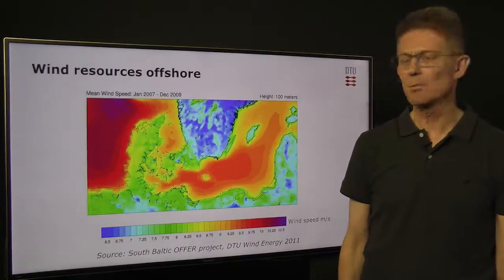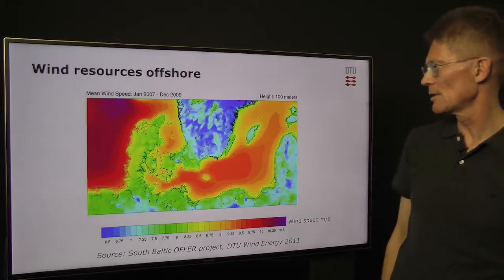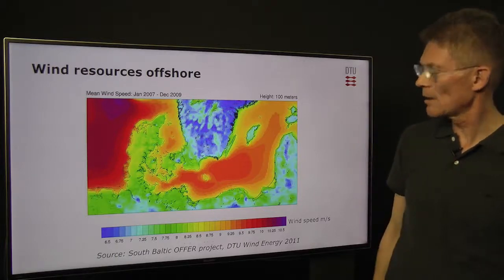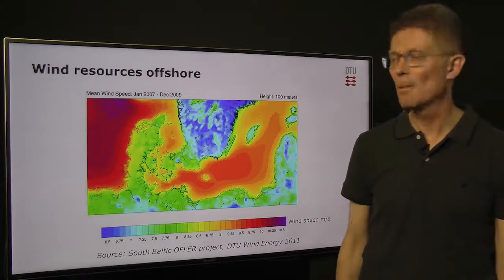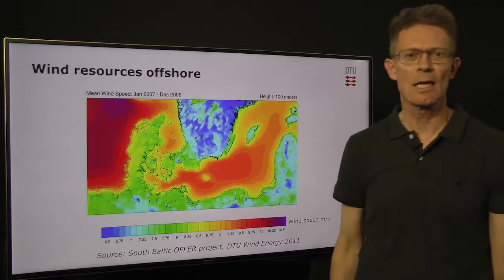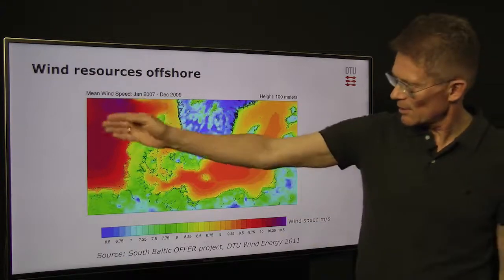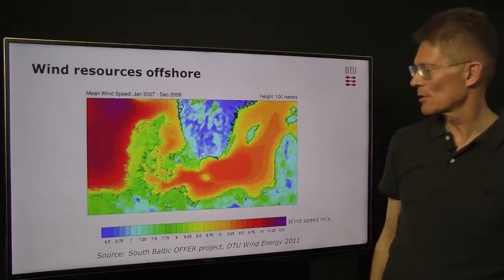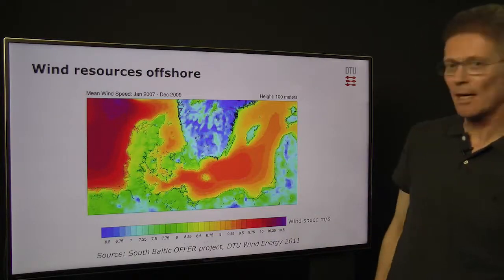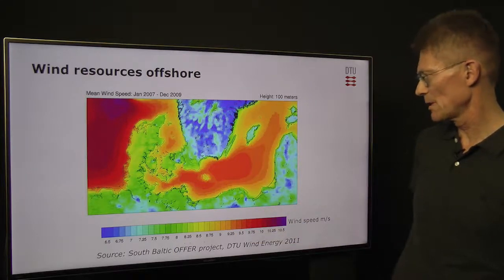This is a wind resource map that we use in order to identify good locations for our wind farm. It shows the wind resource at a height of 100 meters above sea level, in this case for 3 years, 2007, 2008 and 2009. What you can see is that in the North Sea we have quite a high wind resource, up to 10 to 11 meters per second annual average wind speed. In the Baltic Sea slightly lower, from 9 to 10 meters per second.